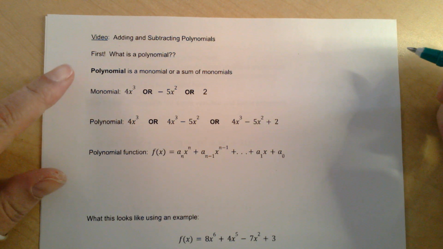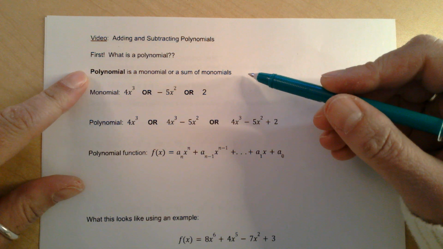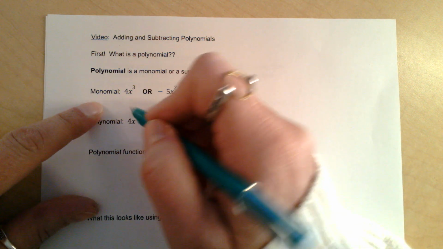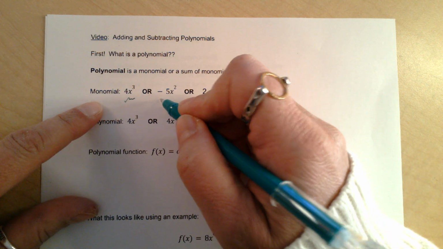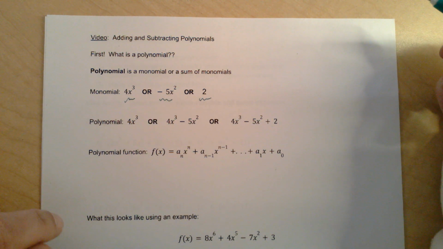First, what is a polynomial? A polynomial is a monomial or sum of monomials. Let's look at what a monomial is. We can have 4x cubed, or negative 5x squared, or 2. So they're just one term, that's it.